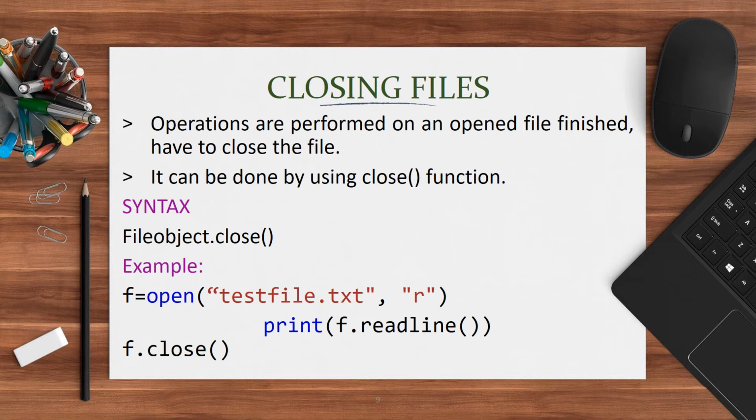The next one is how to close files. When the operations performed on an opened file are finished, we need to close the file. This can be done by using the close function. Here is the syntax for how to close a file: file object dot close. Here f is equal to open of a file called text file dot txt, which I have accessed in the read only mode. Here I am going to print only the readline, in the sense I am going to read only the first line, then I am going to close the file, that is object dot close. So this is the way that we close the file.